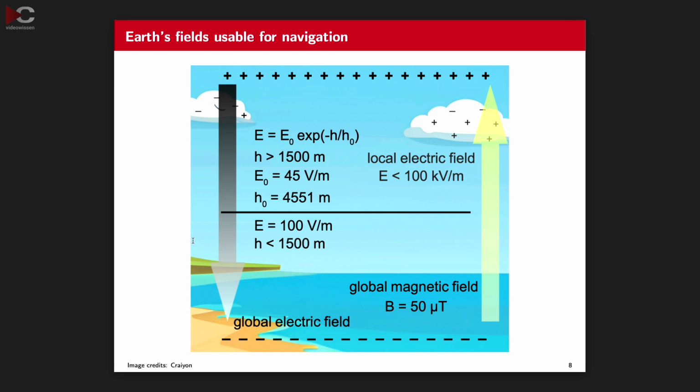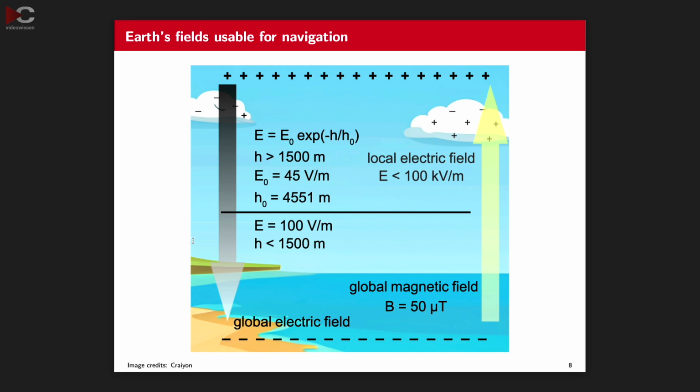So now let's have a look at what the environmental physicists tell us about the electromagnetic fields of Earth that we can use for navigation. We have a global electric field, which is called the fair weather cycle, where we have a positively charged ionosphere and a negatively charged ground level. So the electric field lines go from top, the ionosphere, to bottom, sea level. In altitudes below 1.5 kilometers, we more or less have a constant electric field strength of about 100 volts per meter. Sometimes it's more, sometimes it's less. It depends on the conditions on the ground.